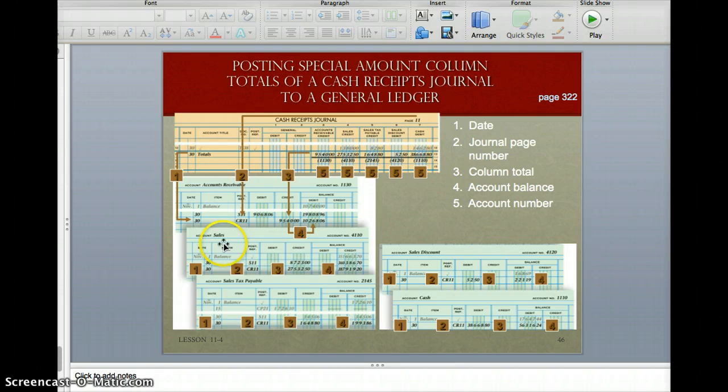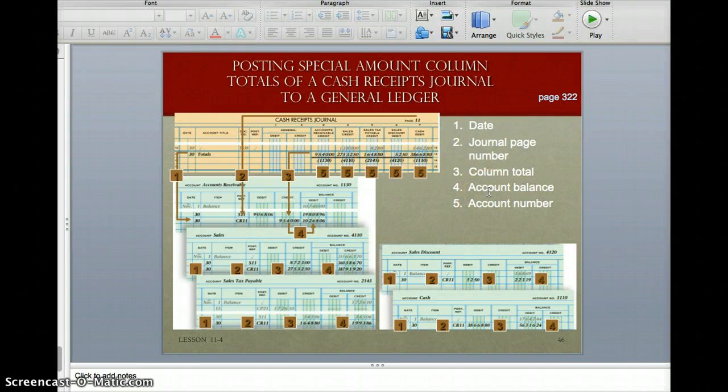So in each of these ledgers when we're posting, we put the date, which in this instance is the 30th. It's coming from CR11, Cash Receipts Journal, page 11. Here is the amount. If it's a debit over here, it comes to a debit here. If it's a credit here, it comes to a credit down here. So you just follow exactly what it is. Then you write the column, the account balance.